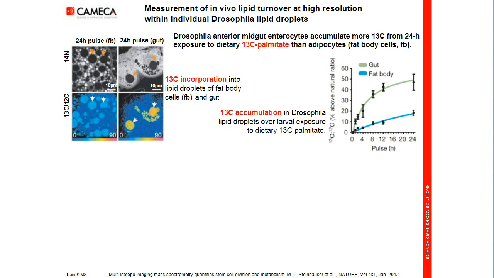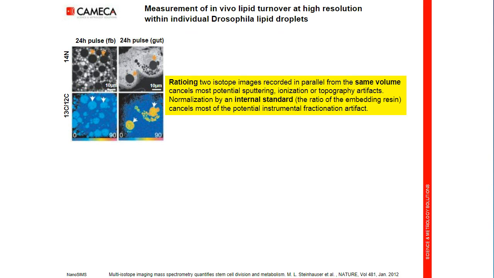At this point of this article, we can stop and make a pause to highlight three instrumental aspects. So first, the notion of ratioing two isotope images recorded in parallel from the same volume cancels most potential sputtering, ionization, or topographical artifacts. Also, we have an internal standard, the natural ratio of the embedding resin, that cancels most of the potential instrumental fractionation artifacts.